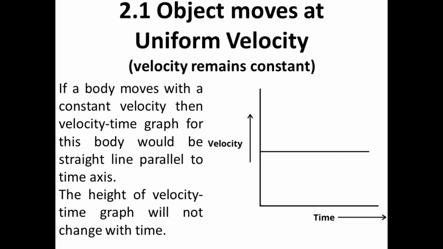Firstly, we will discuss the velocity time graph for an object moving at uniform velocity. Uniform velocity means the velocity will remain constant. If a body is moving at constant velocity, then the velocity time graph will be a straight line parallel to the time axis. The height of the velocity time graph will not change with time.